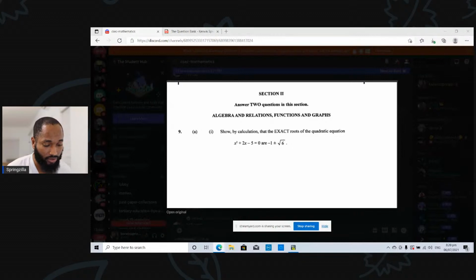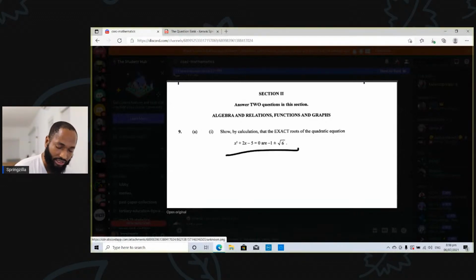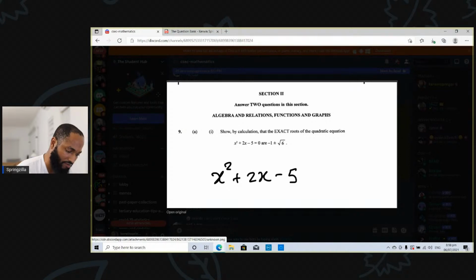So I was saying that this is x squared plus 2x minus 5. And we're trying to prove the roots, so we're going to use the quadratic equation.